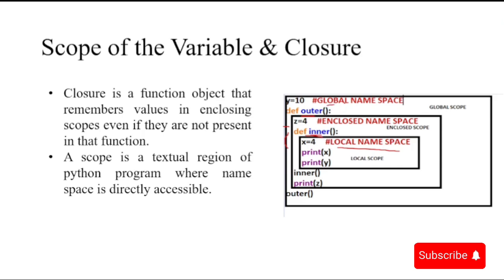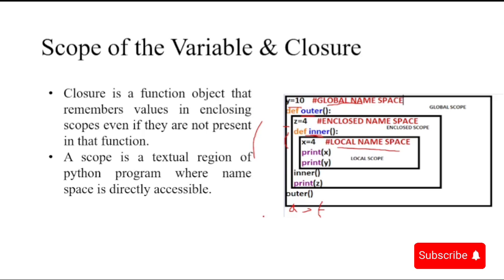And then we have the global namespace. This global namespace can be accessed anywhere in your code. You can have other functions following after the outer and inner functions. This global namespace, or global variable, can be accessed anywhere in your code. The local namespace is accessed only in the inner function, the enclosed namespace is only accessible in the outer and inner function, but the global namespace is accessible in your whole code.